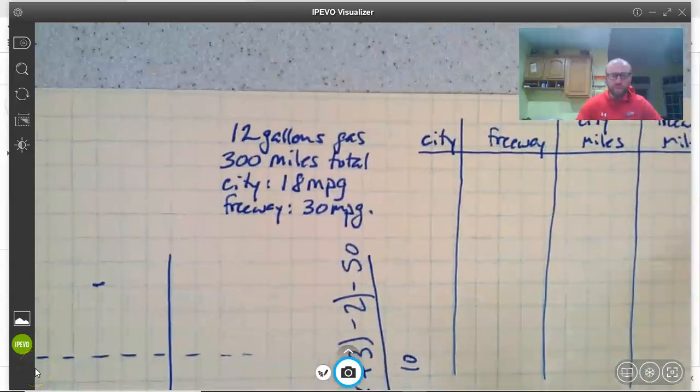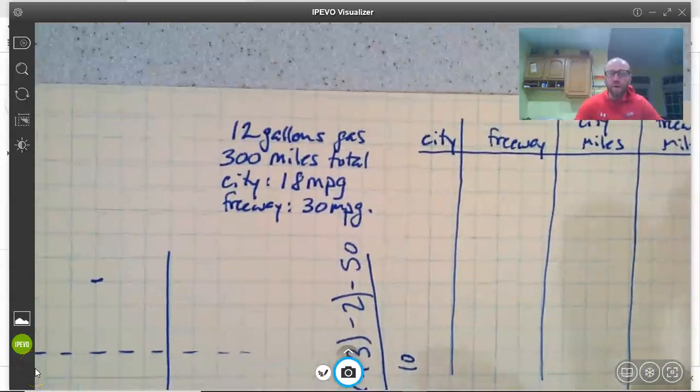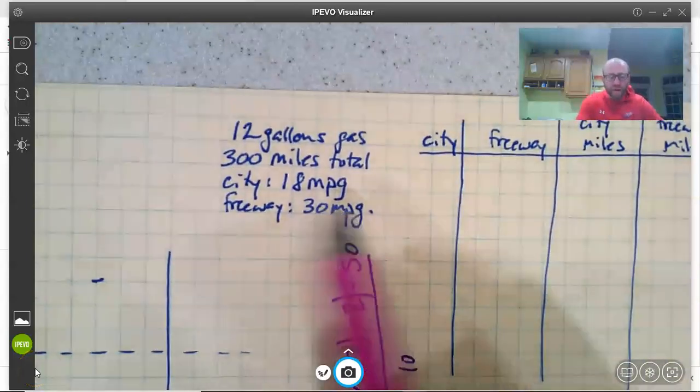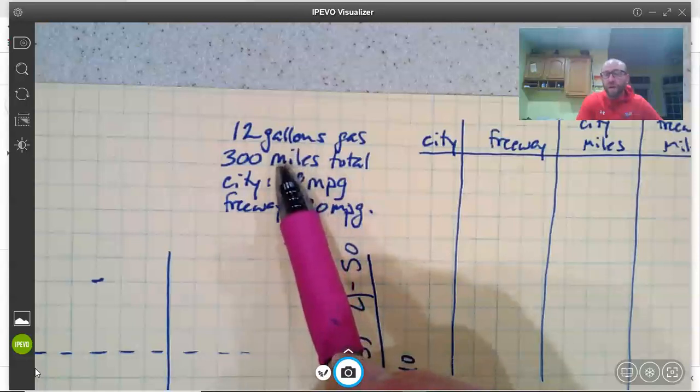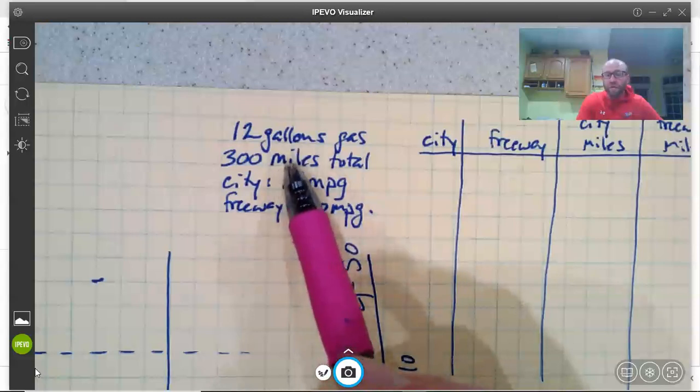In this problem, we're dealing with some car driving. So we have this guy who's filled up his gas tank. He put 12 gallons of gas in. And on that 12 gallons of gas, he checked the odometer. He had exactly 300 miles that he'd driven on this 12 gallons of gas.